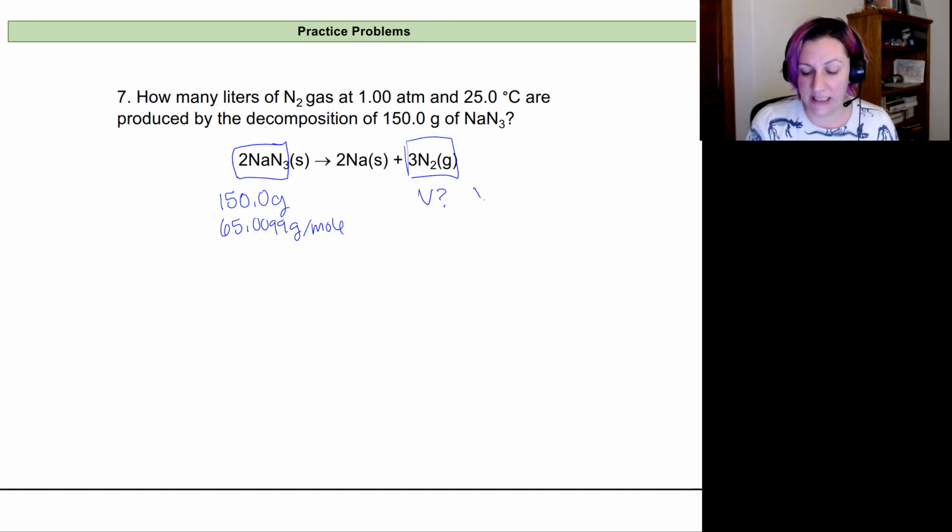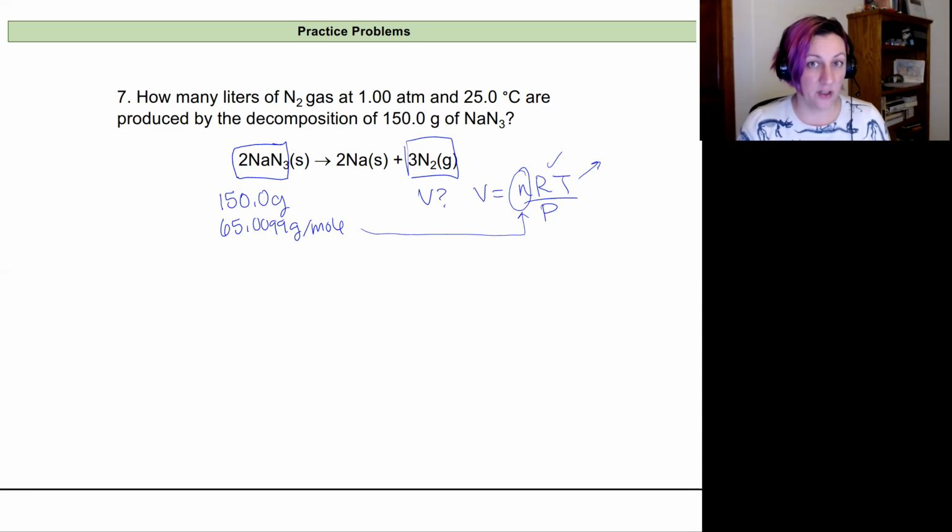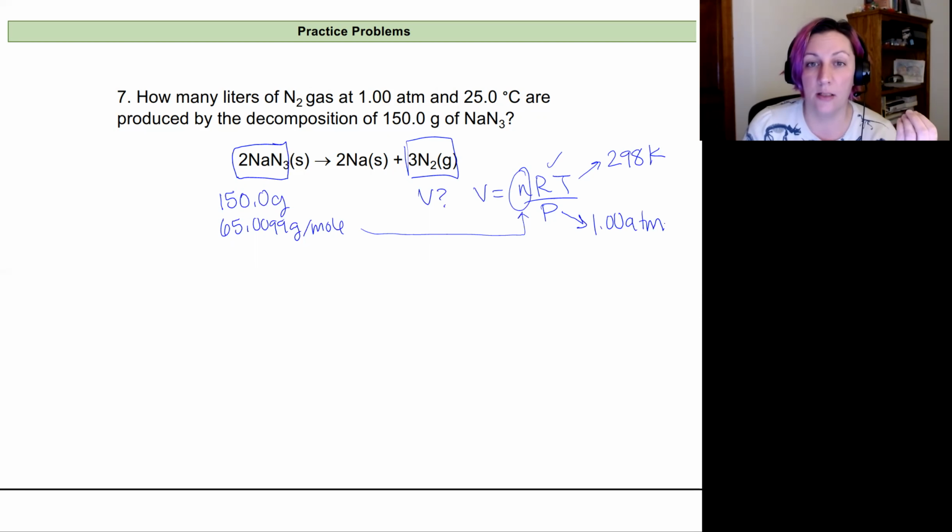So that means we're going to need to use our ideal gas law to solve for that. Now, we don't know moles. That's the information we're going to get from the stoichiometry piece of this problem. But we do know R. We do have our temperature, 25 degrees Celsius, which converted to Kelvin is 298 Kelvin. And we know our pressure is 1.00 atmospheres. So really, once we have the moles of our nitrogen, we'll be able to easily solve this with the ideal gas law.